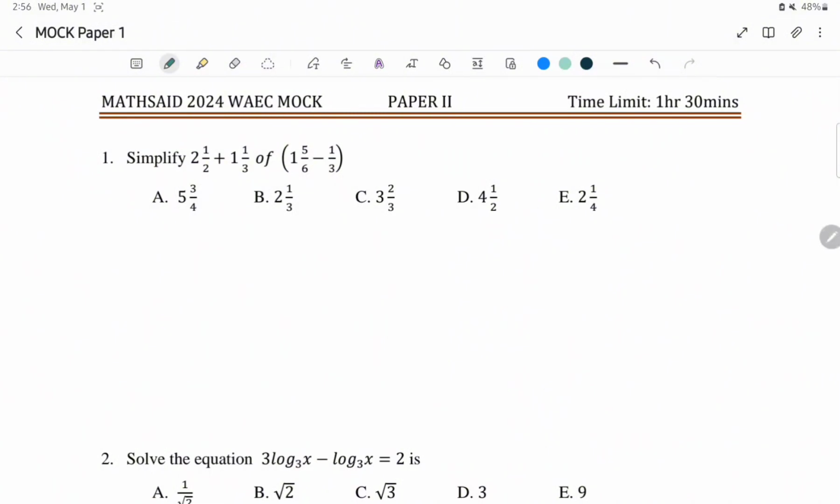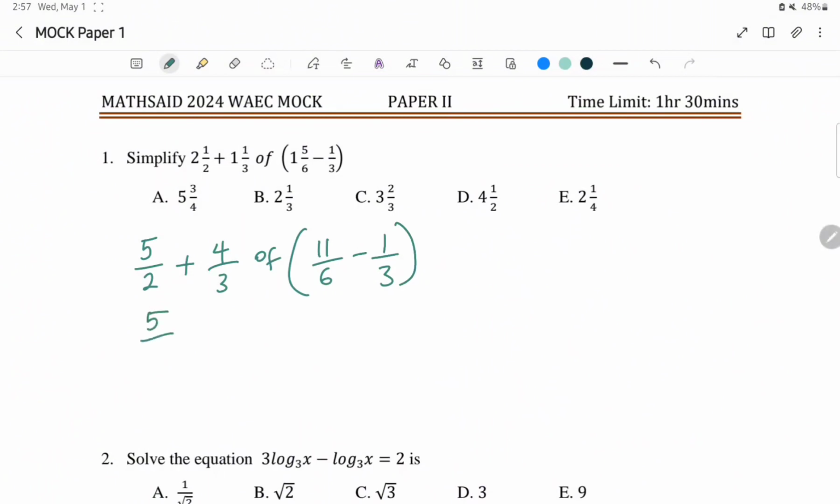Question number 1, we have a simple question involving fractions. So 2.5 is 5/2 when we convert to improper fraction, plus 4/3 of 11/6 minus 1/3. Of course, we will start evaluating the expression inside the bracket.